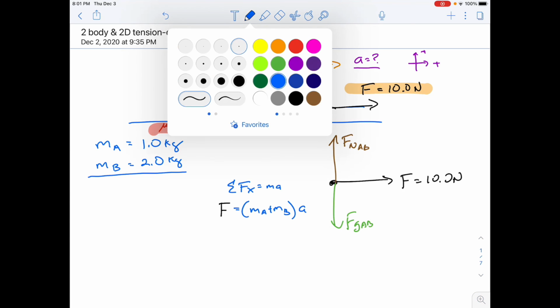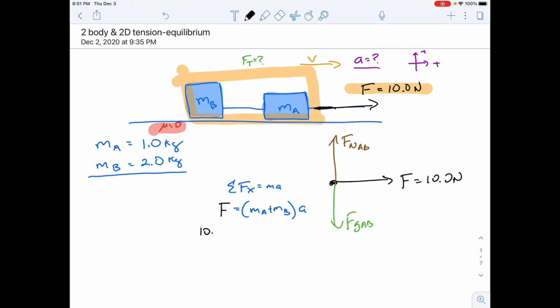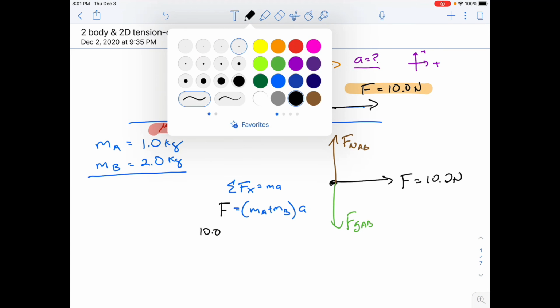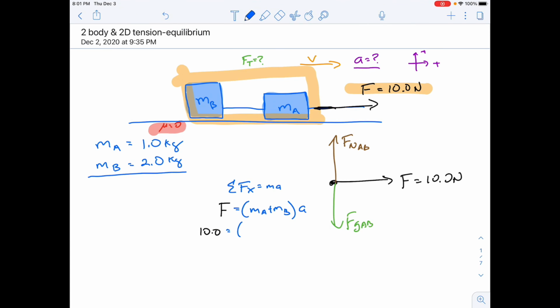And we know all this information. We can just plug it in. We know that the force is 10.0, and we know that the masses are going to be 1.0 plus 2.0, and we can find the acceleration of the system, 3.33 meters per second squared. That's pretty easy, right? No big deal.